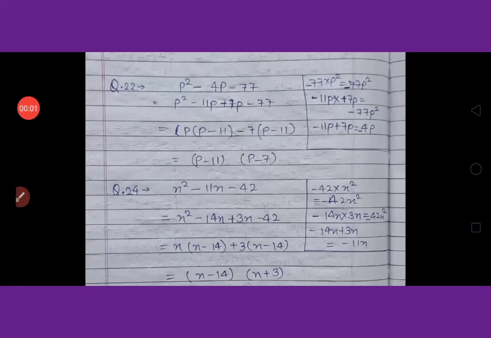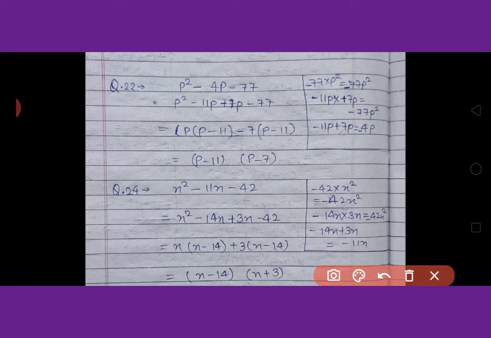Students, today we will study the rest of the questions of exercise 7D of R.S. Agrawal class 8th. Here, some different questions are given. As an example, the first question is given: p square minus 4p minus 77.